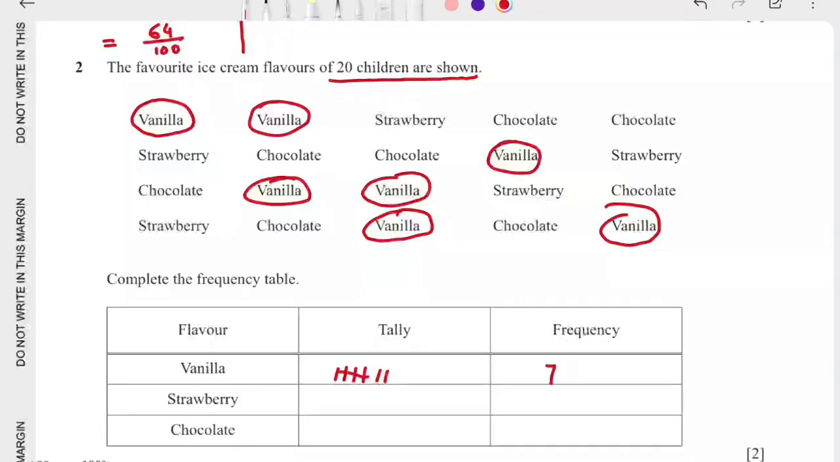Now for strawberry, so 1, 2, 3, 4, 5. Now chocolate, 1, 2, 3, 4, 5, 6, 7 and 8.